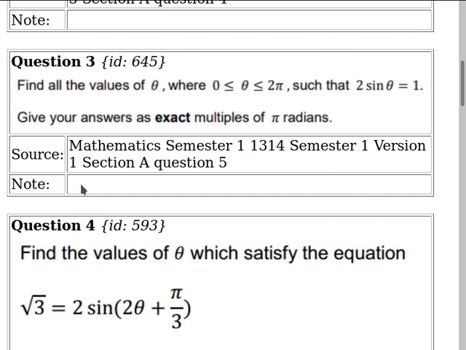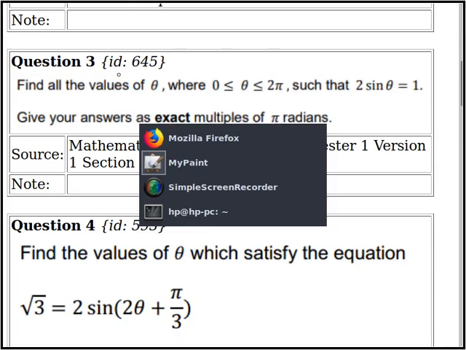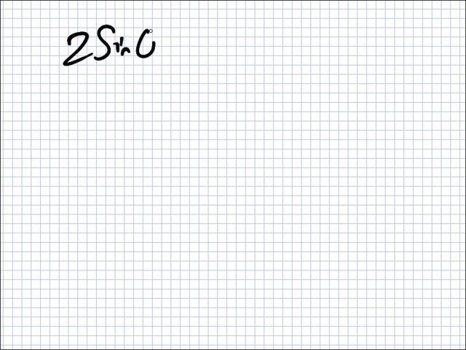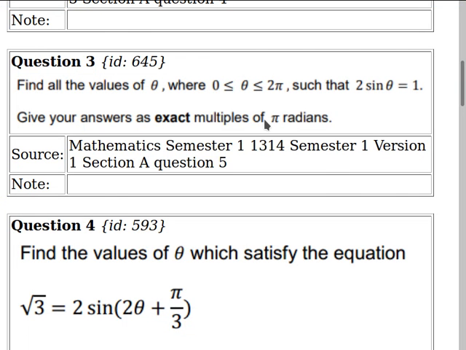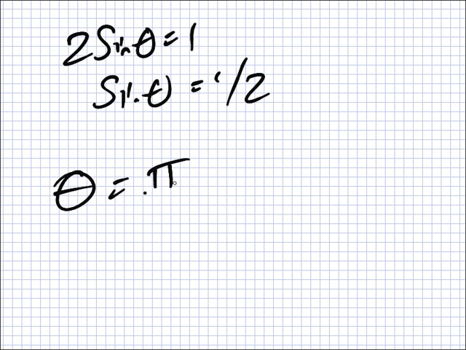Okay, I think this should be straightforward. We have 2 sine theta equals 1, so sine theta equals a half. Sine inverse a half in radians is pi over 6, isn't it? And the second answer is pi minus the first answer.